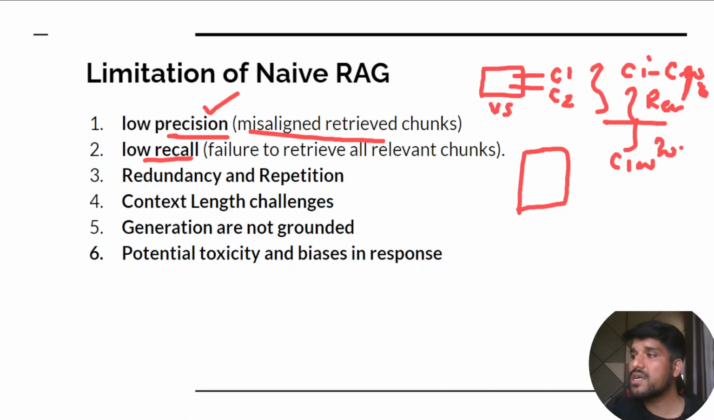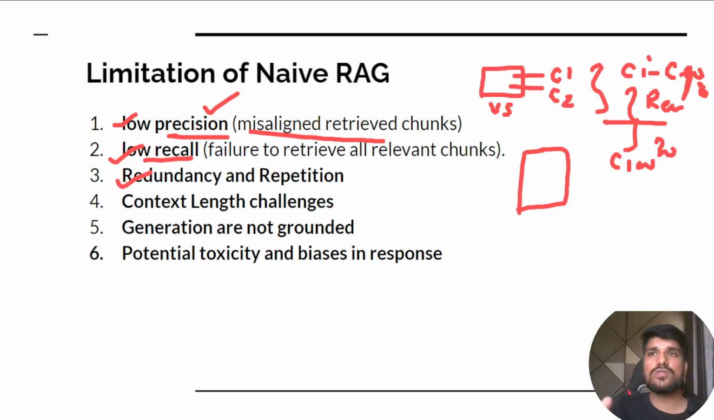Remaining 30 chunks it is not able to retrieve. So this is called a low recall. I hope you understand the limitations of naive RAG. First is low precision, where it does not retrieve the relevant chunk. Second is low recall, meaning it does not retrieve all relevant chunks. Third disadvantage, redundancy and repetition.